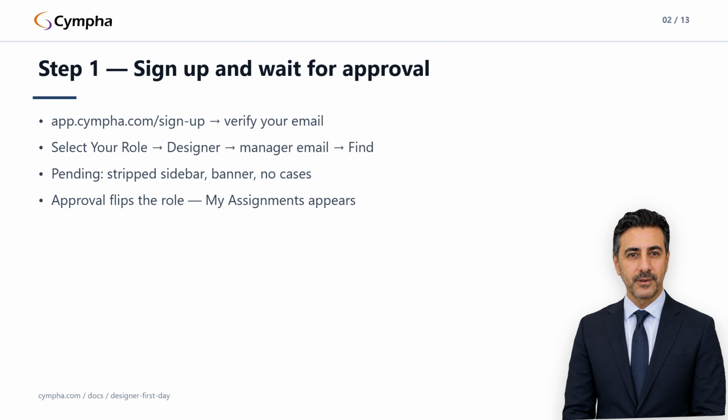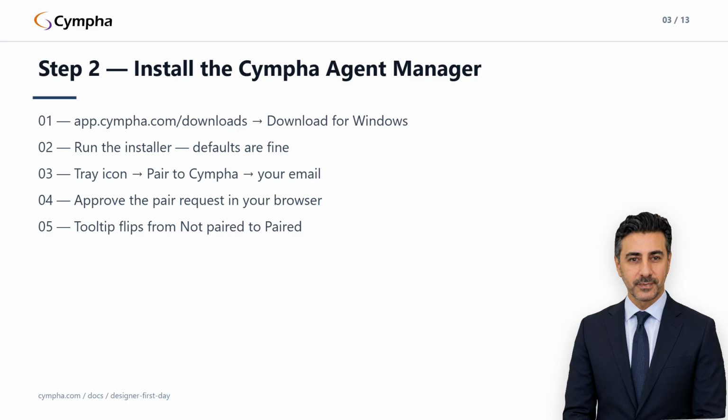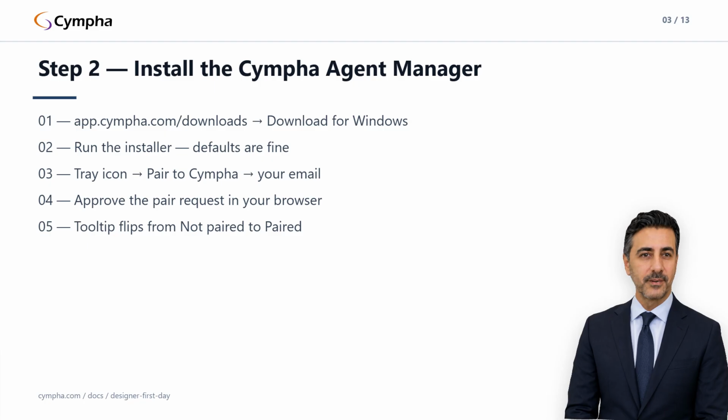A small Cympha icon appears in your system tray, bottom right of the taskbar. Now pair it. Right-click the tray icon, click Pair to Cympha, and type your Cympha email. Then switch to your signed-in browser tab and approve the pair request that appears there. The tray tooltip flips from not paired to paired, and from then on the agent runs quietly in the background.